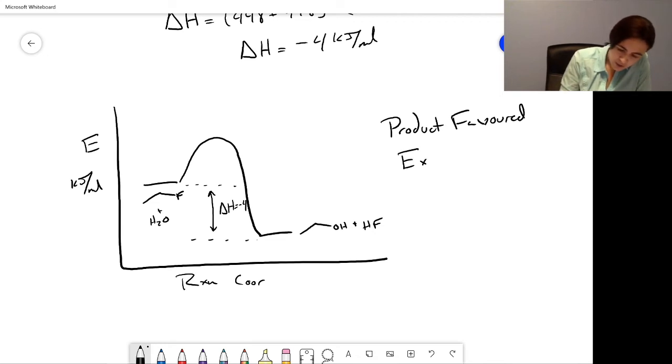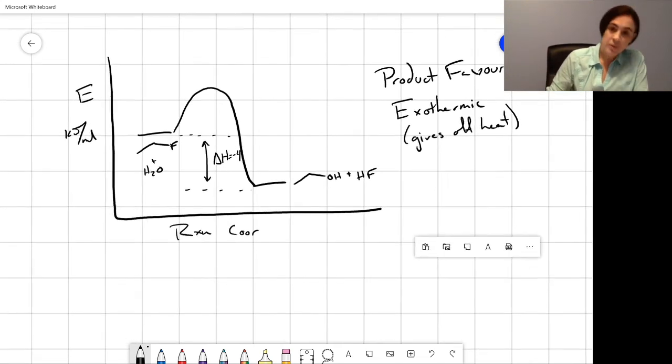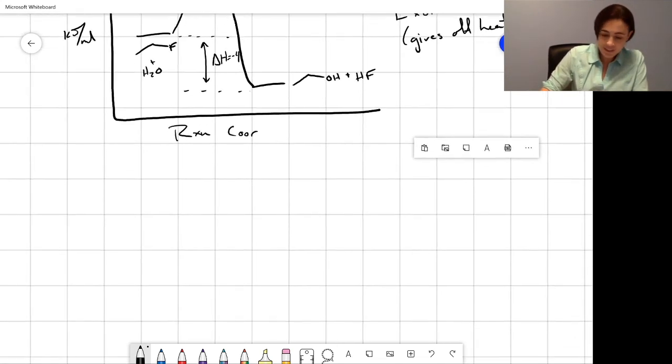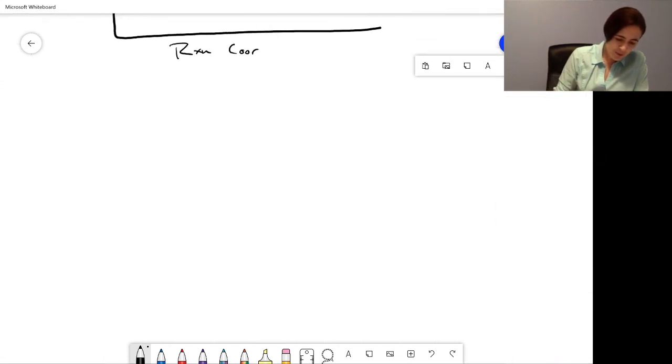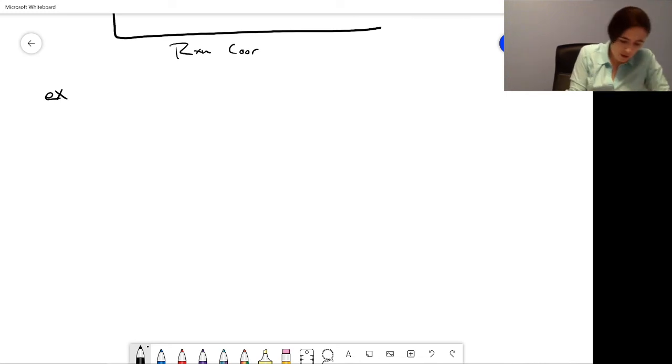Or exothermic, meaning that it gives off heat. Right? So hopefully that is familiar to you. We'll do one more example real quick, just so you guys see the opposite of this.